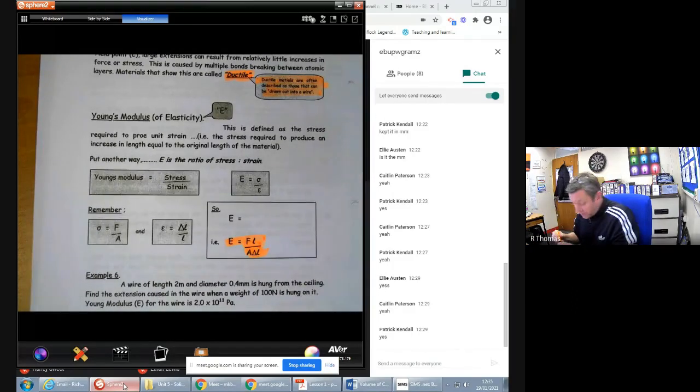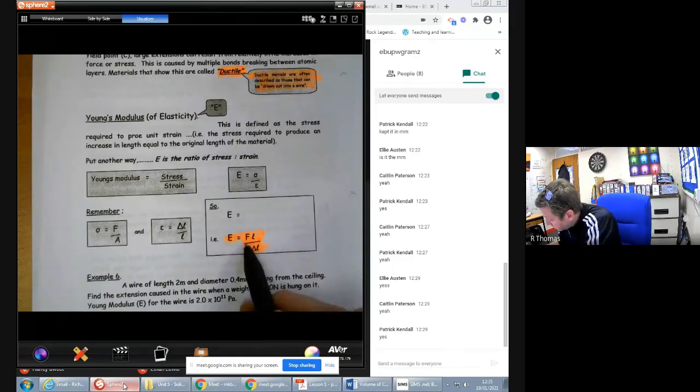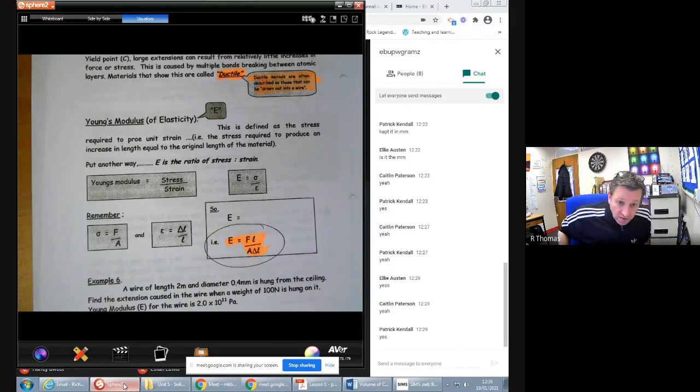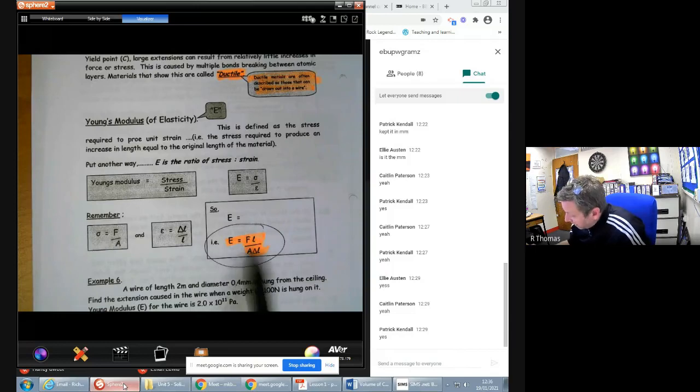Right? So another way of writing Young's modulus is force times original length divided by the product of the cross-sectional area and the extension. This is the efficient way to use Young's modulus, and 9 times out of 10 it'll be this one you'll be required to use on the exam. They will give you 4 out of 5 of these, and you've just got to figure out the missing one.